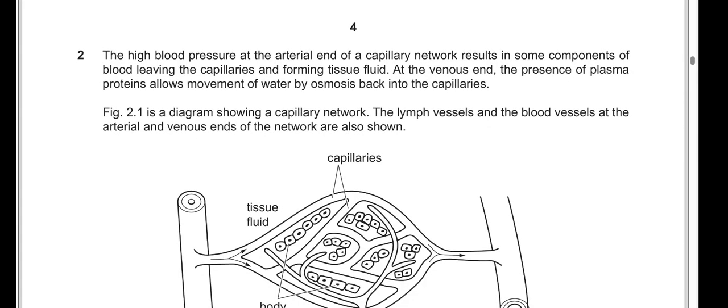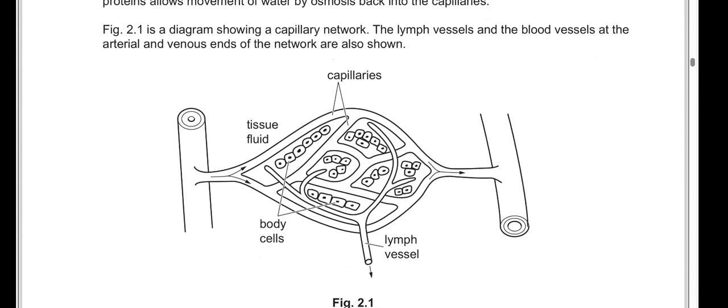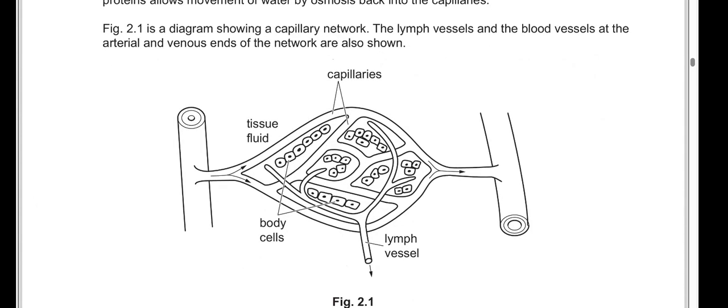Moving to question number 2. The high blood pressure at the arterial end of a capillary network results in some components of blood leaving the capillaries and forming tissue fluid. At the venous end, the presence of plasma proteins allows the movement of water by osmosis back into the capillaries. Figure 1.1 is a diagram showing a capillary network. The lymph vessels and the blood vessels at the arterial and the venous ends of the network are also shown.